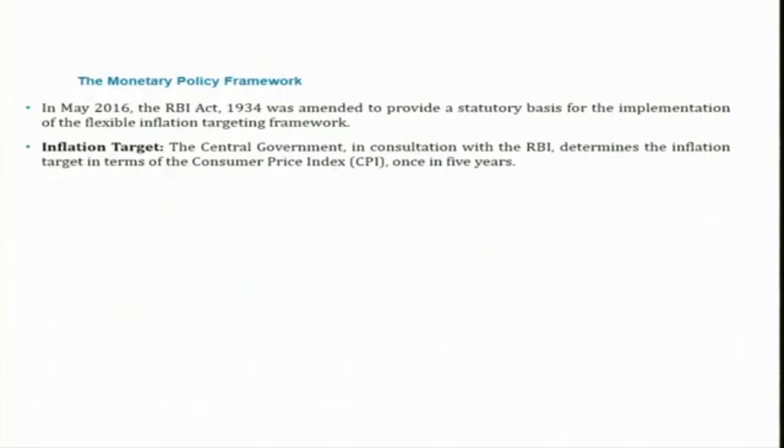Let's now talk about the monetary policy framework. In May 2016, the RBI Act 1934 was amended to provide a statutory basis for the implementation of the flexible inflation targeting framework. So the central government, in consultation with the RBI, determines the inflation target in terms of the consumer price index once in 5 years. So since 2016, we have been following inflation targeting as one of the main policy frameworks for monetary policy in India.